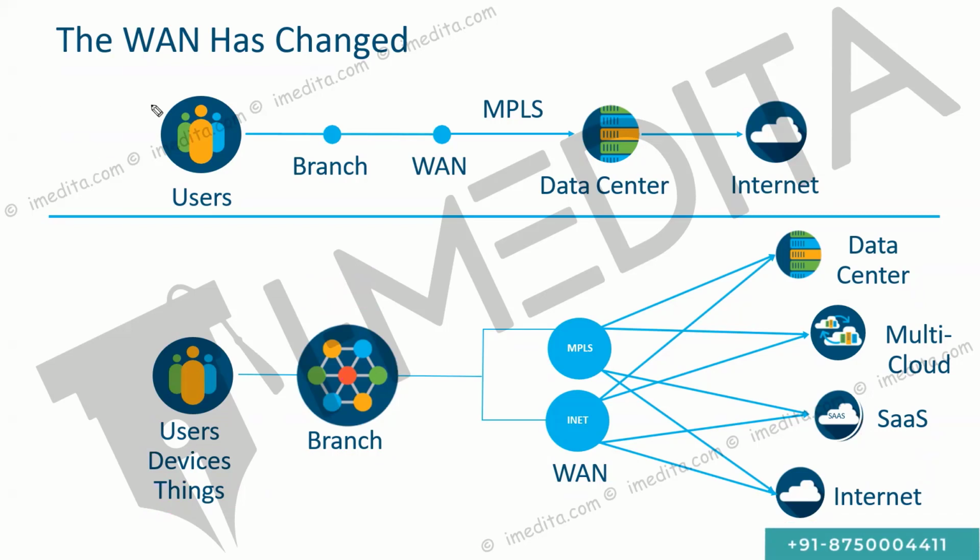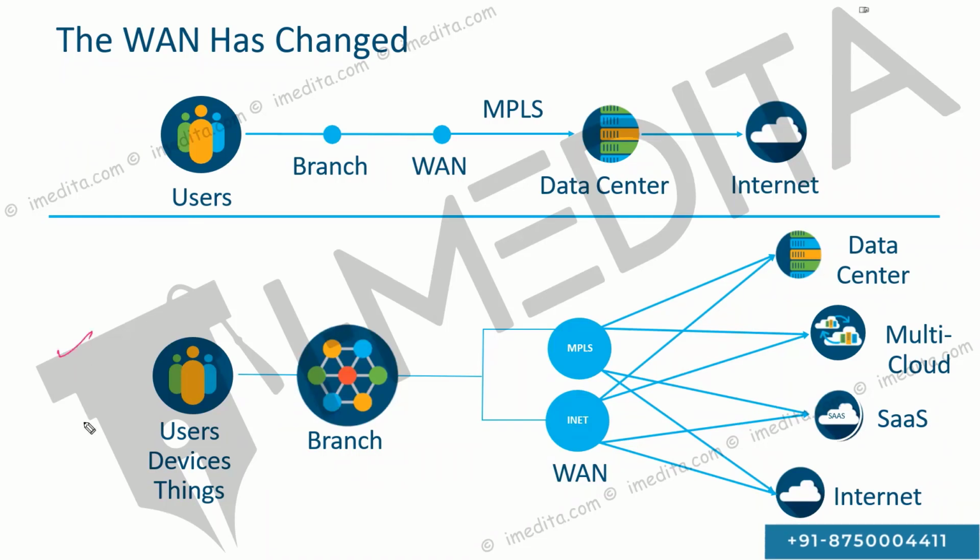So traditional WAN was more concerned with connecting the branches to the data center, where the type of traffic was a fixed amount. We were not having devices or things as the users of the network. So the type of traffic in a traditional network was very limited.